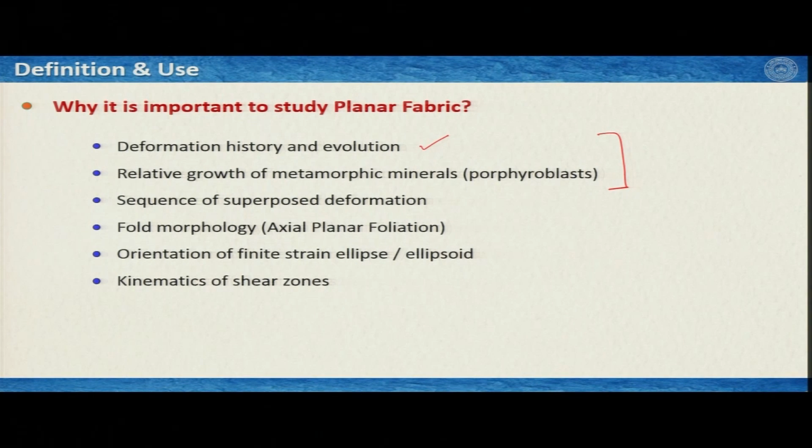figuring out what was the sequence of superposed deformation. Most geological terrains, deformed geological terrains, are deformed in a series of deformational phases. So, if we understand foliations and their mutual relationships along with the porphyroblasts, then we can reveal the sequence of superposed deformation.